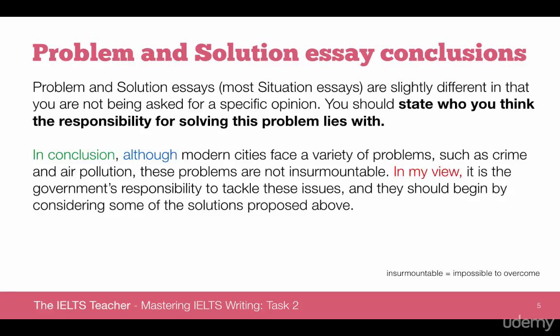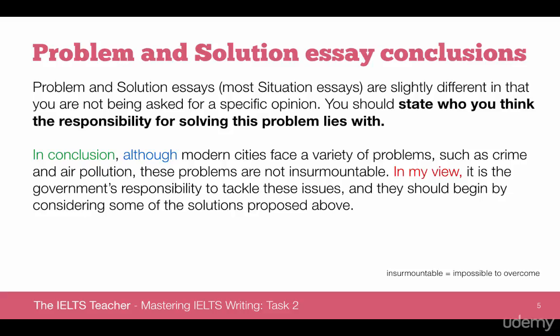In conclusion, although modern cities face a variety of problems, such as crime and air pollution, these problems are not insurmountable. As you can see in the bottom corner there, insurmountable just means impossible to overcome, impossible to tackle. In my view, it is the government's responsibility to tackle these issues, and they should begin by considering some of the solutions proposed above.